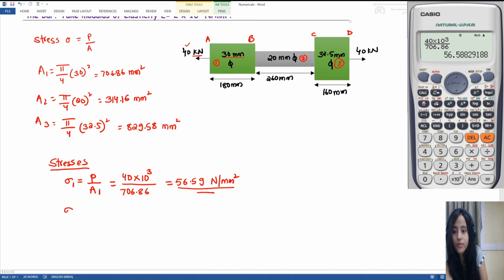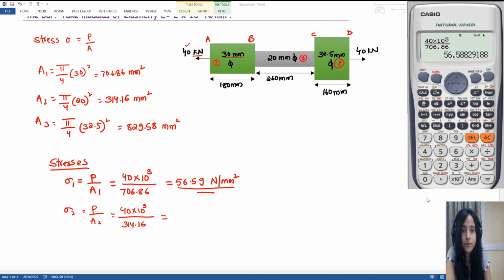So let us find stress 2. Sigma 2 will be equal to P by area 2. So P is 40 into 10 raised to power 3 divided by area 2, which is 314.16, which will be coming equal to 127.32.